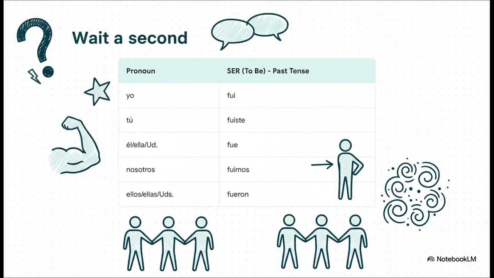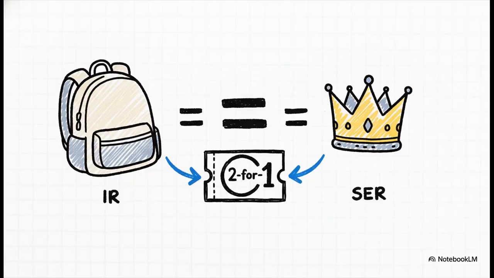Now let's pull the file for ser, to be. To say I was, you'd say yo fui. To say you were, tú fuiste. He was, él fue. Wait a minute. Look at that. They are absolutely identical. 2 of the most important, most irregular verbs in the entire language share the exact same past tense. The context of the sentence is all you need to know if someone went somewhere or was something.